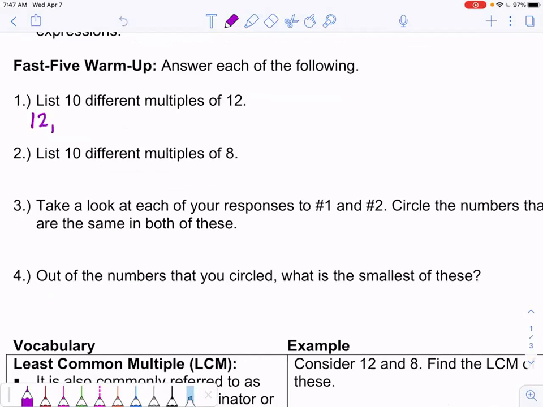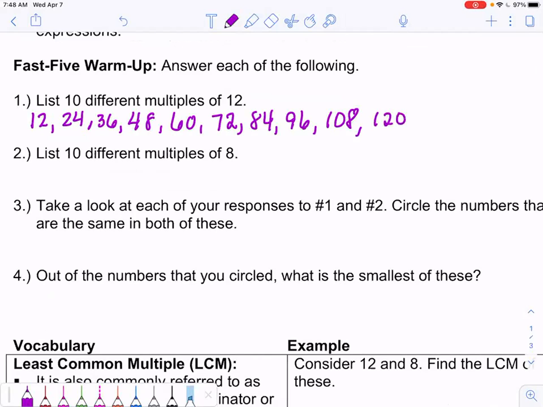Multiples of 12. How far was I supposed to go? 10. I need one more. I think I got 12 there, or 10 there. And then multiples of 8. Again, list the multiples of 8.